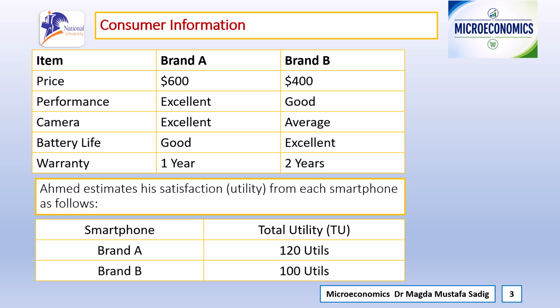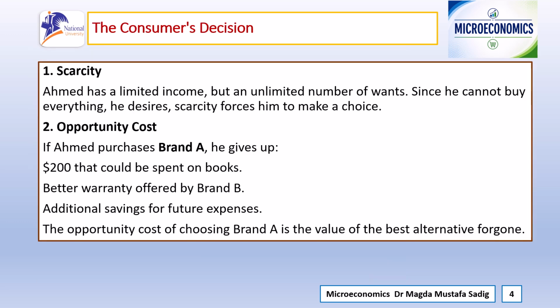Ahmed estimates his satisfaction, what economists call utility. Brand A provides 120 utils. Brand B provides 100 utils. Notice something very important. Brand A gives higher total satisfaction. However, that does not necessarily mean it is the best choice. Economics teaches us that consumers do not only consider total utility, they also consider the cost of obtaining that utility. So, scarcity and opportunity cost.